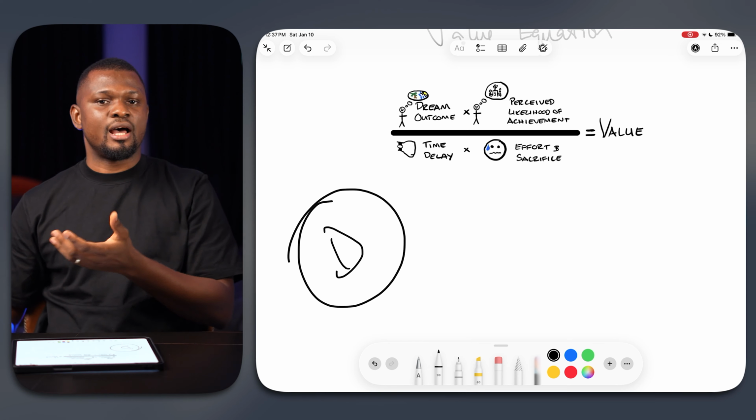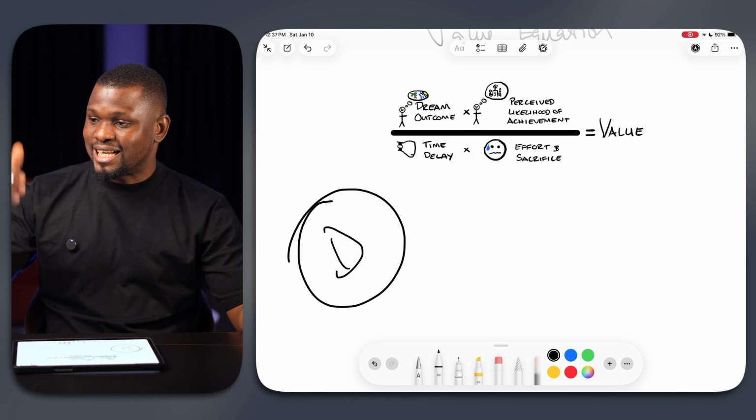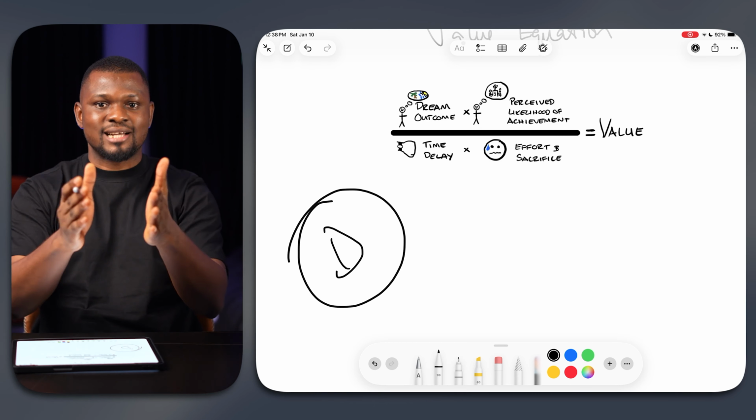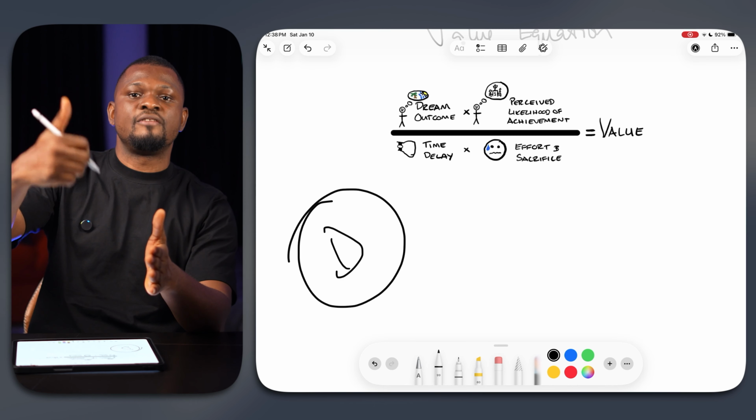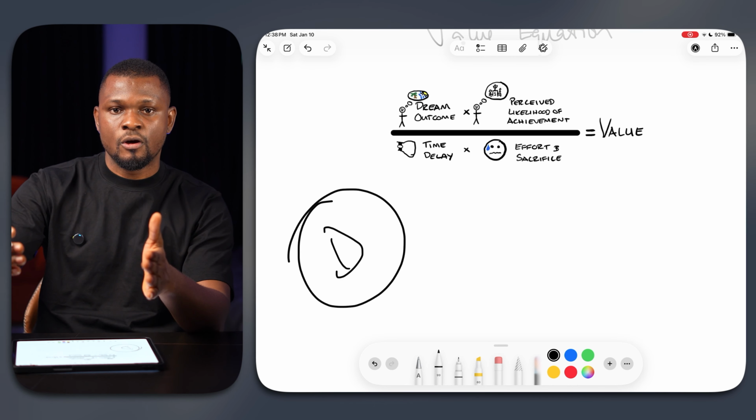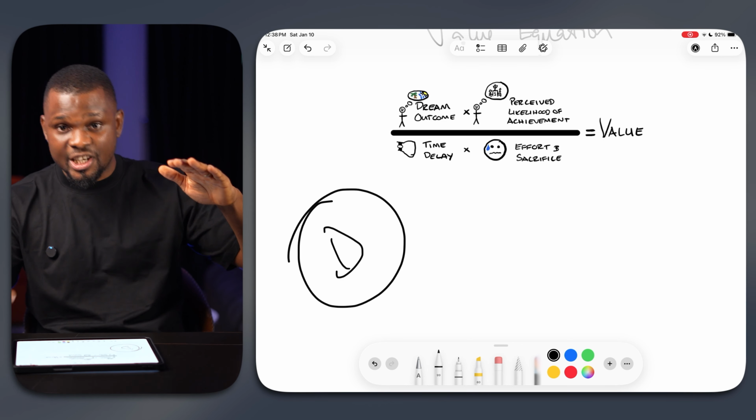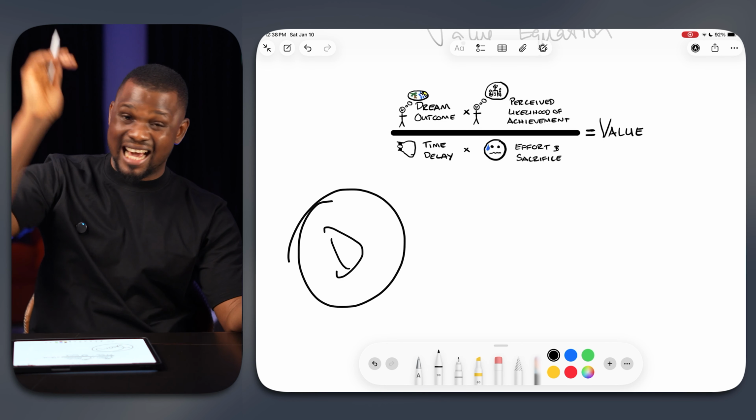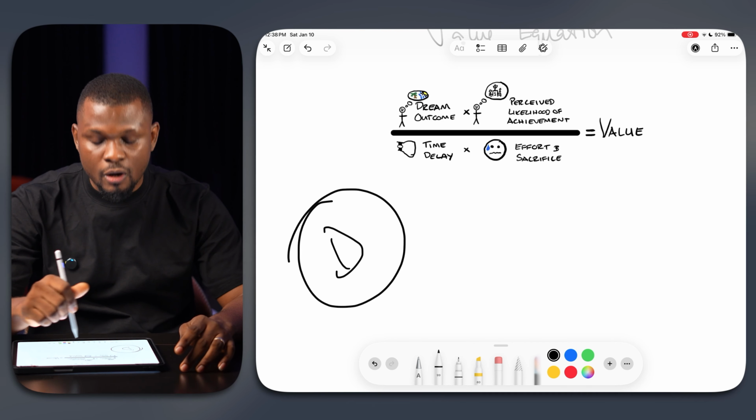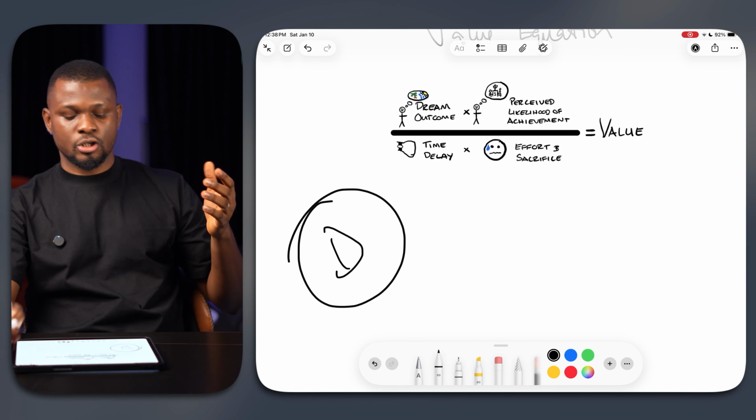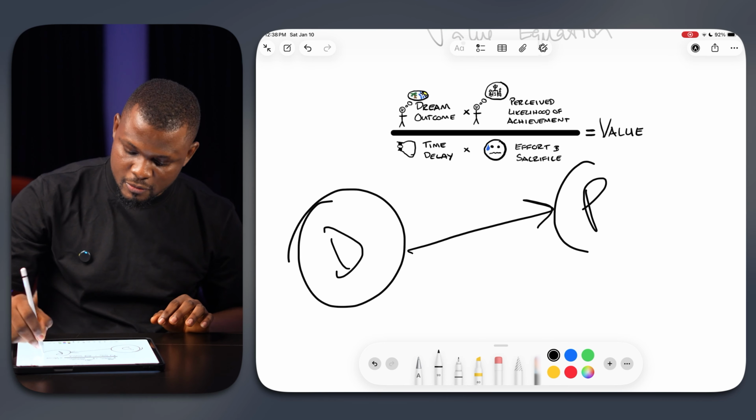But how is it that a $50 online course and a $10,000 done-for-you service can both be delivering the exact same outcome, which is to increase the revenue of your business month after month, but both of them have different prices? One is $50 and the other one is $10,000. The answer to that comes from the 3 other components in the equation. The second one is the perceived likelihood of achievement. I'm just going to put P here.